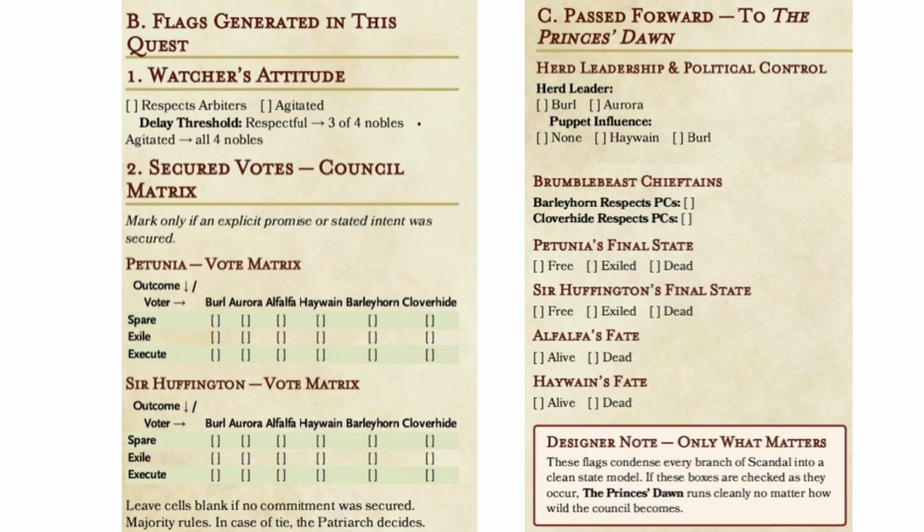Some Quest 1 flags directly influence whether these Quest 2 flags can be set in certain ways. A chieftain who respects the party may block a political maneuver or intervene in a confrontation. It doesn't directly change the end state, it changes how later end state flags are allowed to resolve.